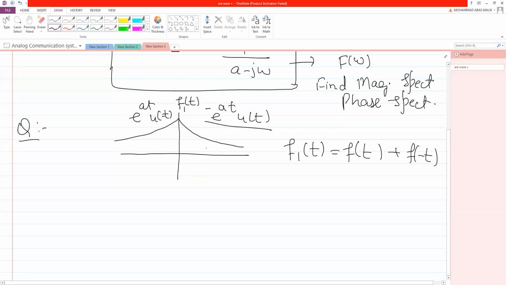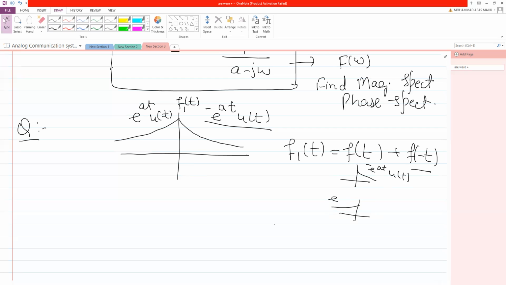And f of t is this signal, e raised to the power minus at u of t. You just reverse this, meaning time reversal, and then add these two. Reversal means this will be e raised to the power minus and minus is plus, so this is u of minus t. Then adding these two signals, you will get a resultant like this. So this is your f1 of t signal.